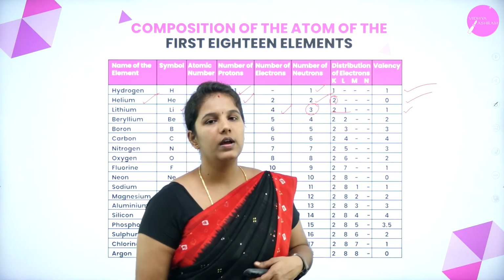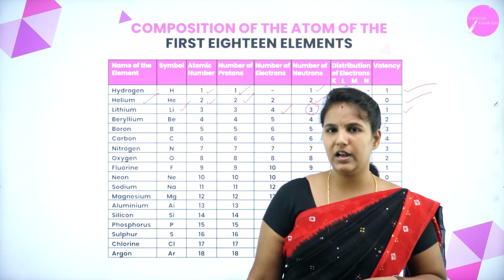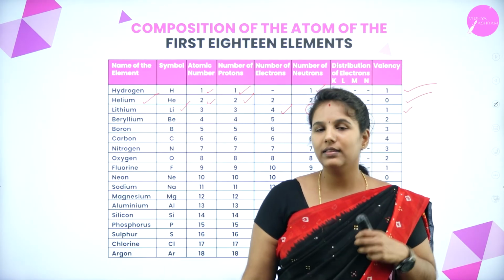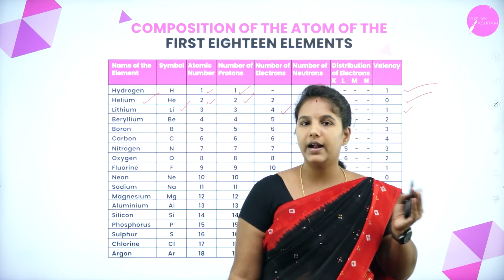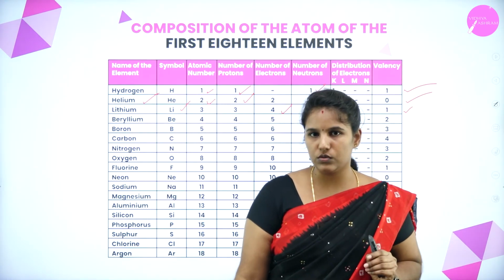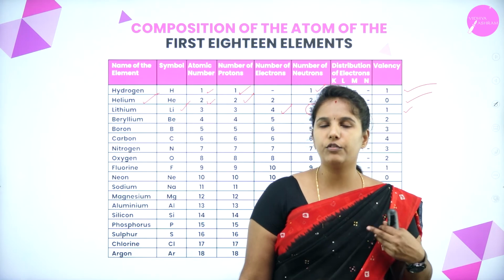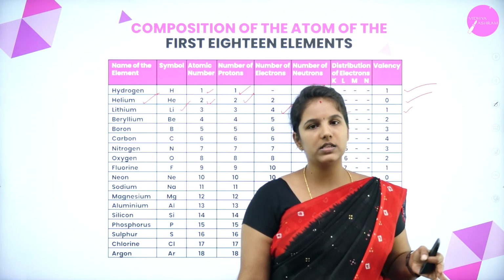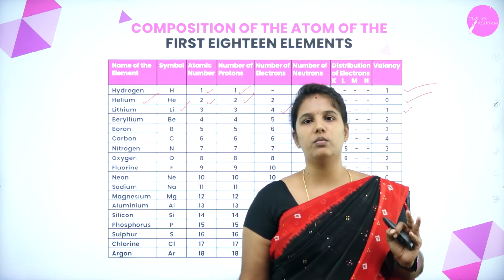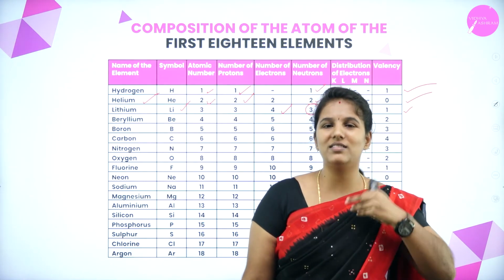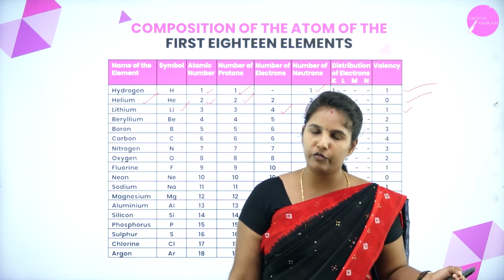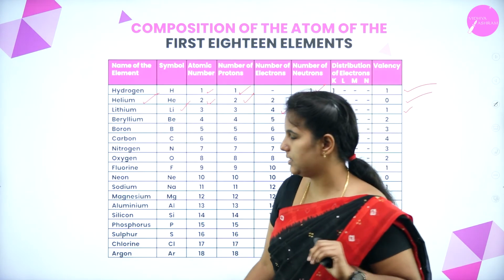This is how, by attaining the stable electronic configuration, the atom attains stability. So don't think that if you put 2 in the K shell, the valency will be 2. It will be 0 because it attains the stable electronic configuration. If the number of electrons does not satisfy the stable electronic configuration, then it becomes the valency.